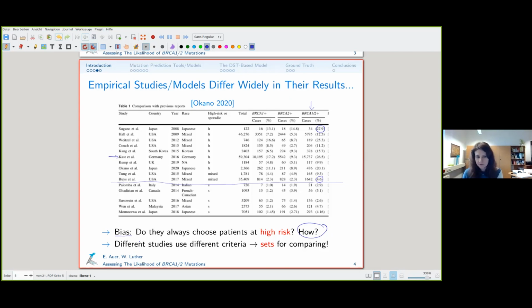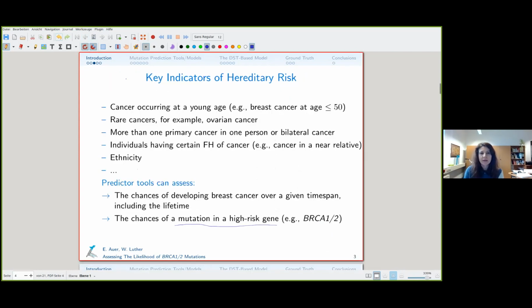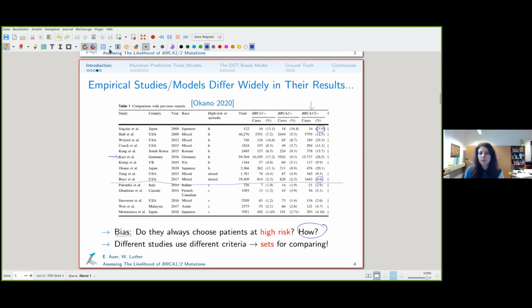On the other hand, different studies also use different criteria, what I previously called key indicators of hereditary risk. So if you want to compare the results of the studies, we need to work with some sets, or something like imprecise probability, to be able to compare them.